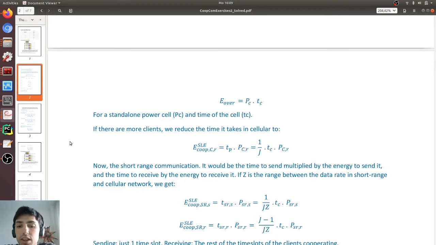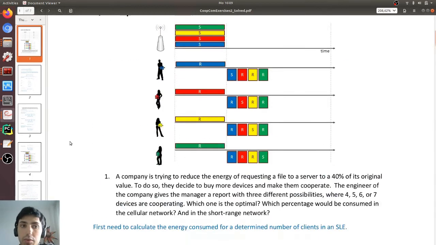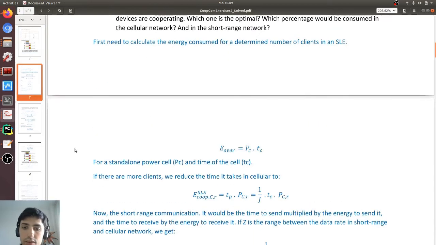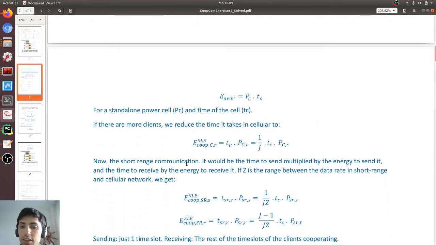Now, what happens in the receiving part? If we go to the image here, we saw that for 4 users, we only send once and we receive 3 times. So we receive the number of users minus 1, because of course we need to receive the red part, the yellow part, and the green part. So in the end, the equation is exactly the same.